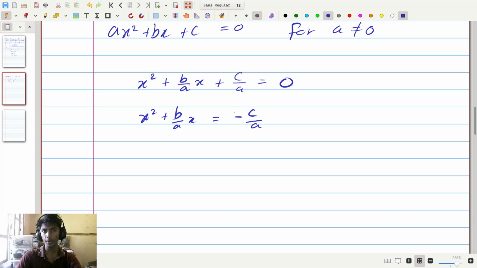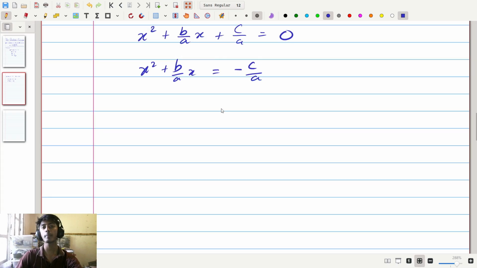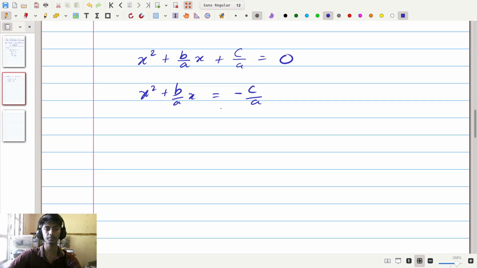Now, the next thing we're going to do is a little bit of a complex procedure known as completing the square. Some of you may be familiar with it, some of you may not. The completing the square method is based on this simple idea. If I have a square of the form x plus d, whole thing squared, when we expand this, we know this is equal to x squared plus 2dx plus d squared.